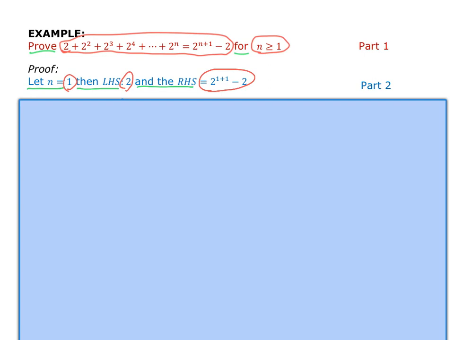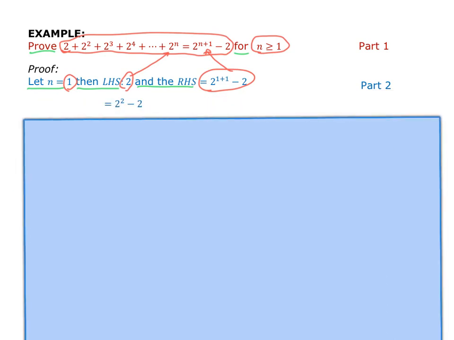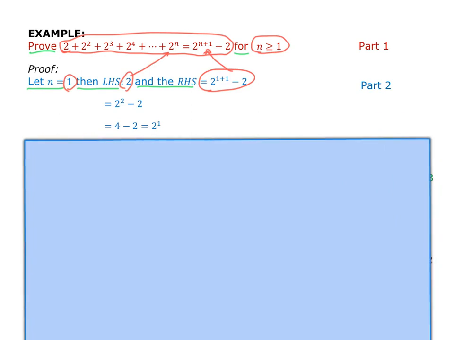Left-hand side is I put in 1 right here, and I got 2. And I put in 1 right here, and I got 2 to the 2 minus 2. That's my right-hand side, which I'm not quite done with, so let's go a little bit further down. You can see the right-hand side is equal to 2 squared minus 2, which is 4 minus 2, which is just 2 to the 1.